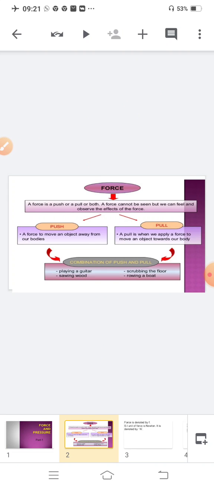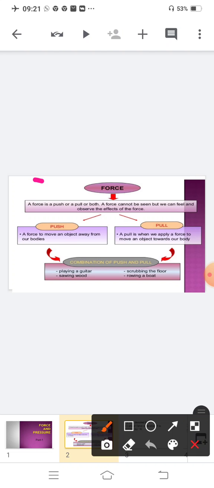That means if you want to move anything, change its speed, or change its direction or shape, you have to apply some force. So with this we can say that a force is a push or a pull, or both. If I ask what is force, in simple language we can say that a force is a push or a pull. A force cannot be seen, but we can feel and observe the effects of the force.